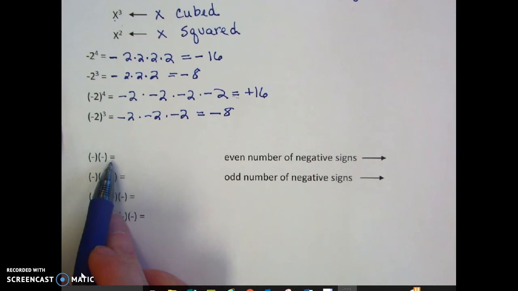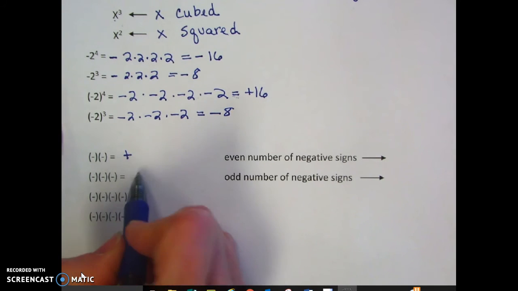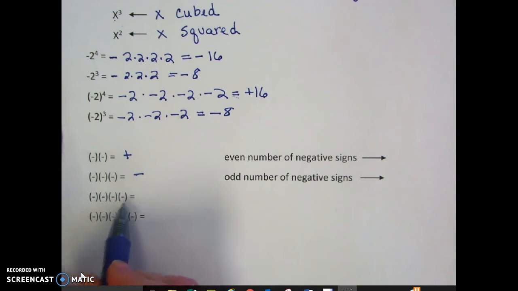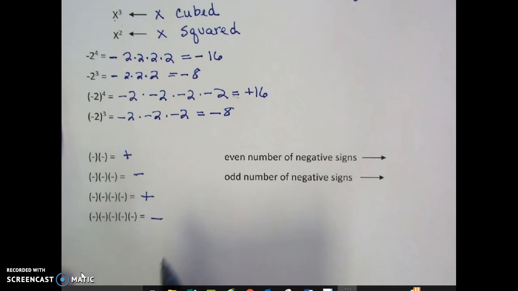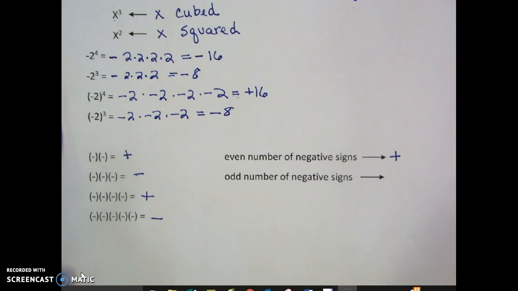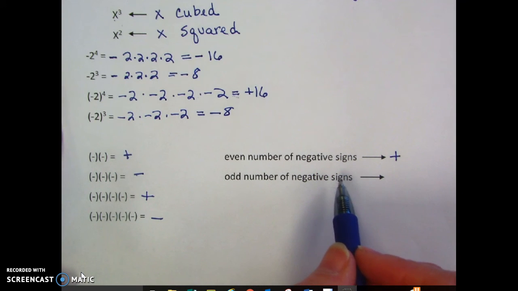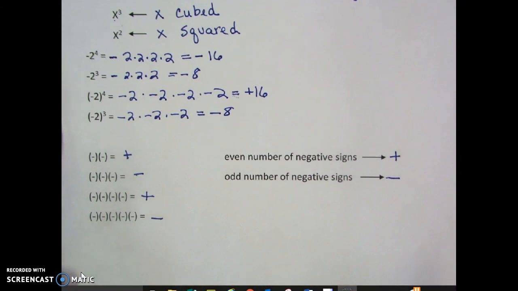So negative times negative produces a positive answer. Negative, negative, negative produces a negative answer. 4 negatives, we're back to a positive. 5 negatives, we're back to a negative, etc., etc. So if we have an even number of negative signs and we are multiplying, then we are going to have a positive result. If we have an odd number of negative signs and we are multiplying, we will have a negative result.